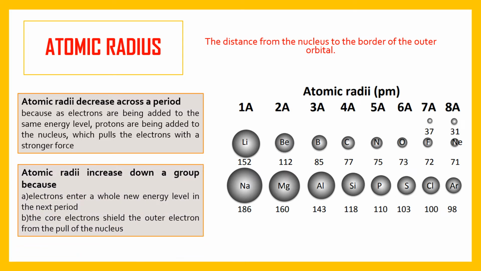Atomic radius increases down a group. Why? There are two reasons. First is that electrons enter a whole new energy level in the next period, and the second is that the core electrons shield the outer electrons from the pull of the nucleus, therefore increasing the atomic radius down a group.